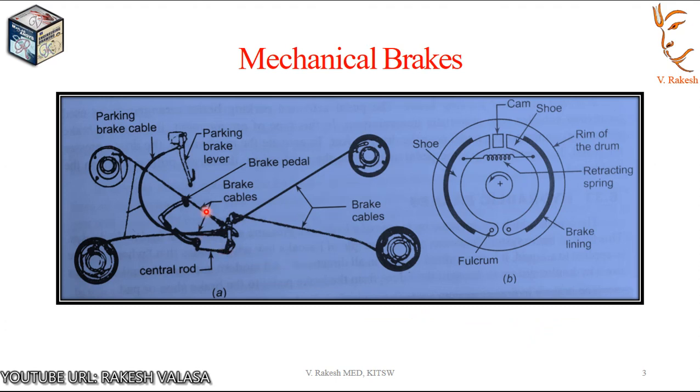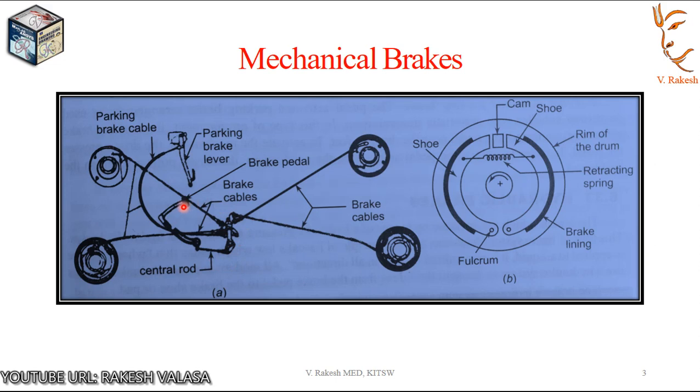This is the layout of operation of mechanical brakes as service brakes. See here, this is the internal expanding drum brake. See here, this is the brake pedal. These four lines indicate brake cables or brake rods. This is the parking brake lever. This is the parking brake cable. This is the central rod. These four cables are connected to this central rod.